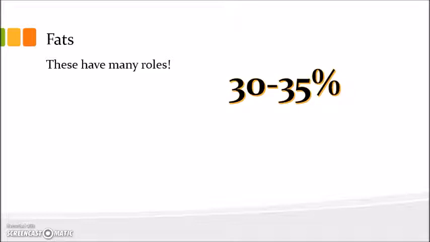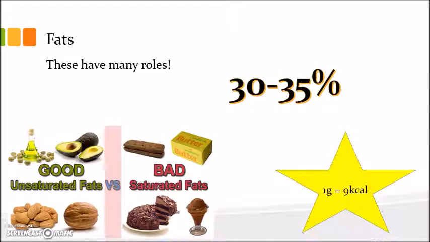30 to 35% of our diet should include fats. So like I said, it's a very, very important nutrient, and it's a macronutrient, so we need lots of it. 1 gram of fat will actually give you 9 kilocalories of energy. We've got 2 types of fats, saturated and unsaturated. Now commonly saturated is known as bad fats, whereas good fats are known as unsaturated.